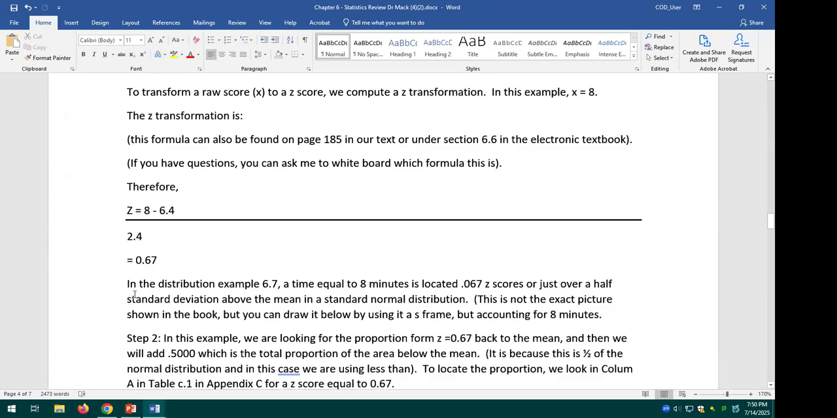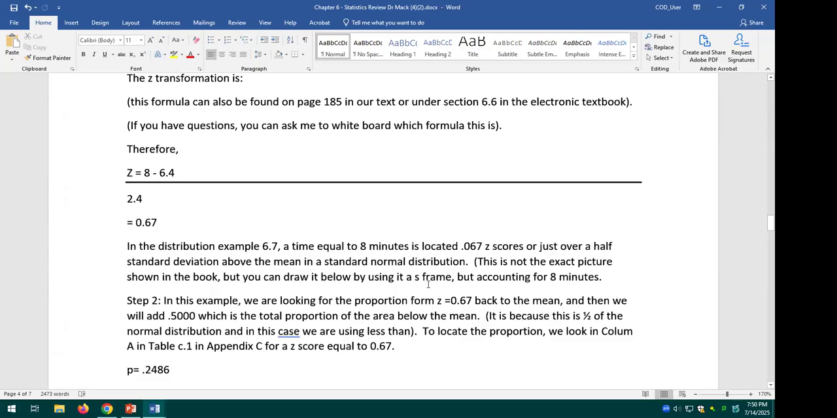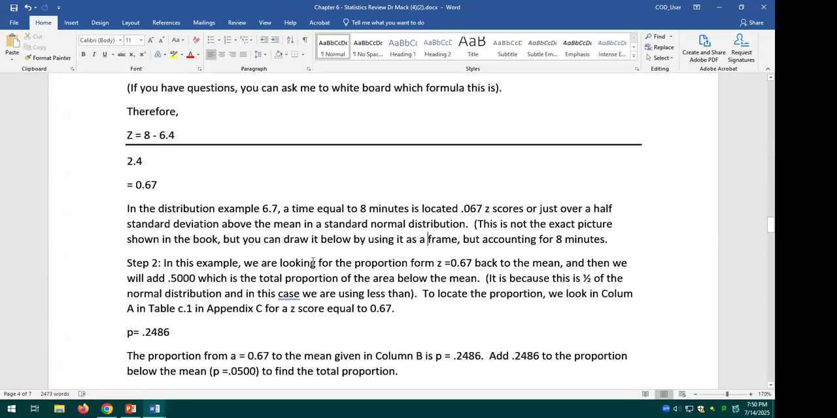Everyone with me so far? In the distribution example, a time equal to 8 minutes is located 0.67 Z-scores, or just over half a standard deviation, above the mean in a standard normal distribution. This is not the exact picture shown in the book, but you can draw it below using it as a frame. In this example, we are looking at the proportion from Z equal to 0.67 back to the mean, and then we will add 0.5000, which is the total proportion of the area below the mean.